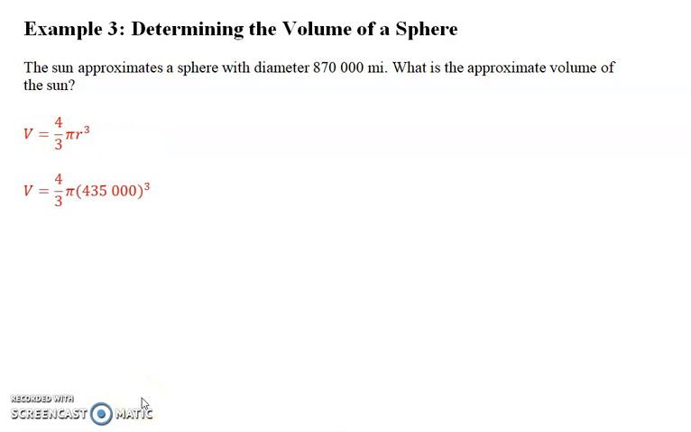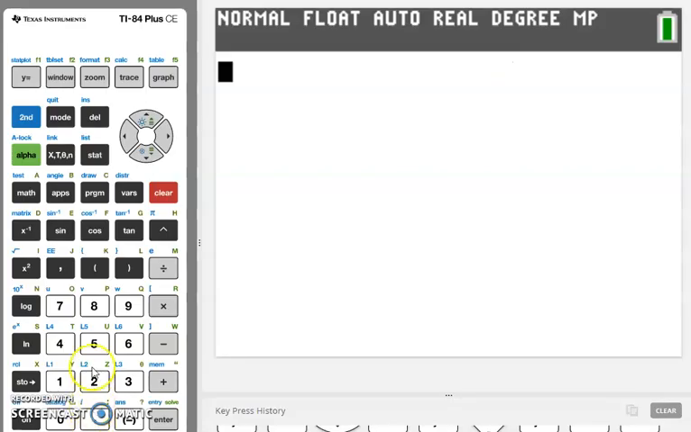Okay, so you're going to see something interesting occur when you punch this in your calculator. So I'm going to bring up my calculator so you can watch me do this calculation right here on the page. I'm going to show you on the calculator how to do this. It's going to put our answer in scientific notation, so you really have to be mindful of that.